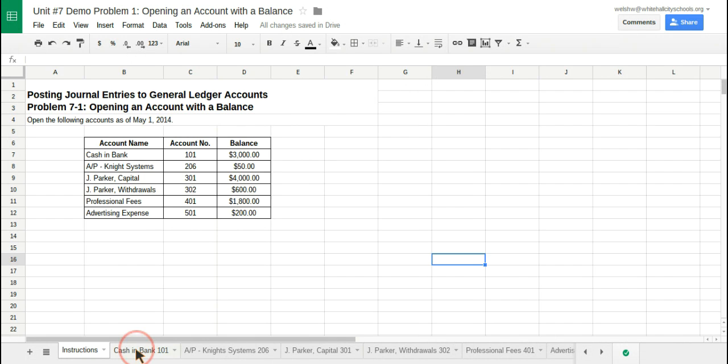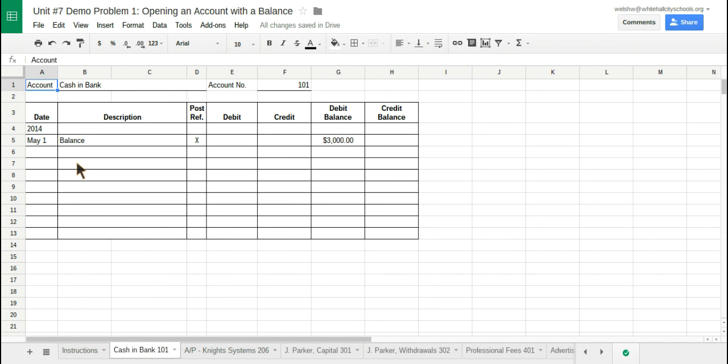If we look at cash and bank first, it's already been done for us. In the account line, you just put the account name, the account number, whatever number has been assigned to it goes in the account number. You set up the date just like you do on the general journal. The first line will be the year. The second line will be the date. In this case, we're doing the first day of the accounting period, so May 1st. In the description, we just write the word balance. We put an X in it because we don't need to post-reference this at all. This isn't an actual account, we're just doing the balance.